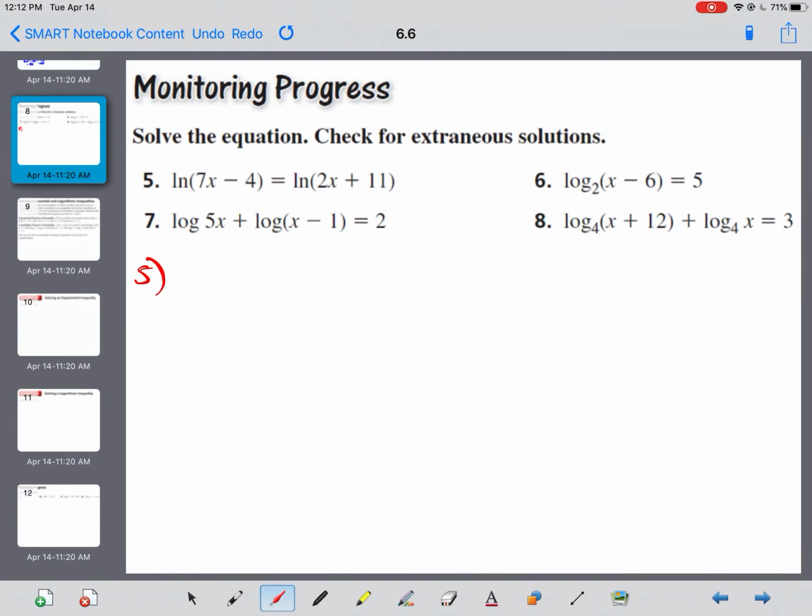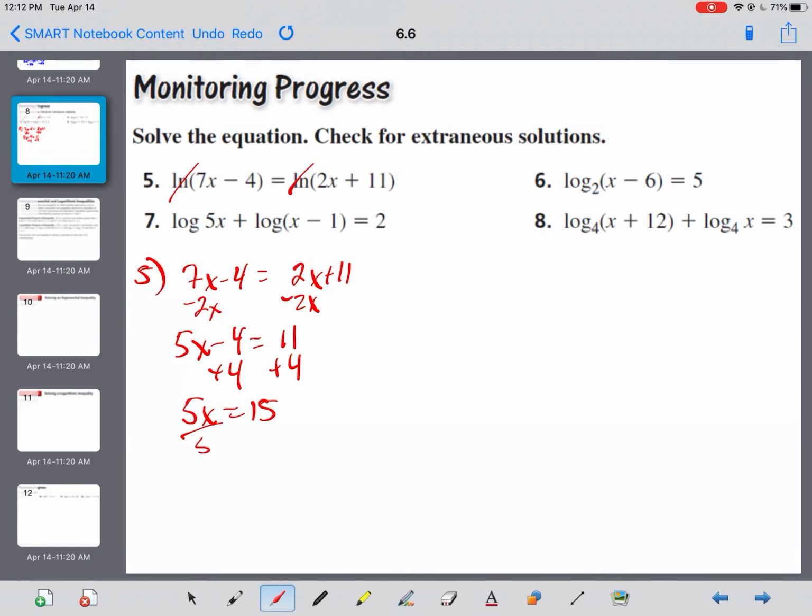Okay, here we go. Number 5, start with red. ln of 7x, oh, screw that. Not even going to do that. Look at this. They're both equal to ln. There's nothing extra on them. Drop the ln's. 7x minus 4 is 2x plus 11. Minus the 2x. 5x minus 4 equals 11. Add 4. 5x equals 15. Divide by 5. x is 3.